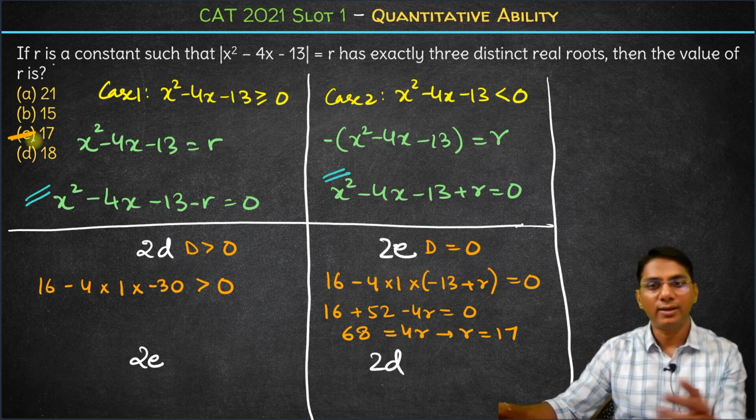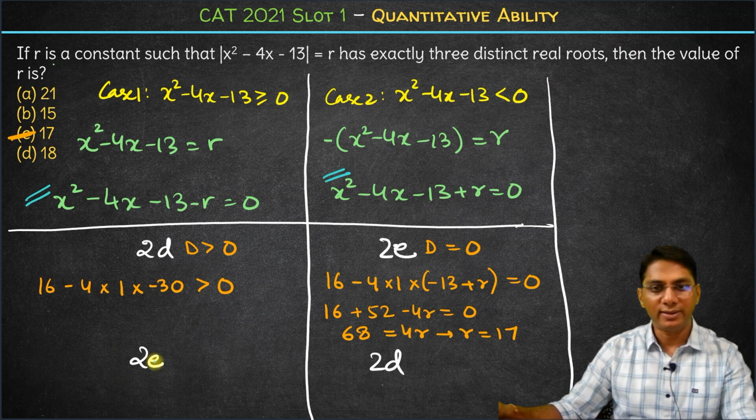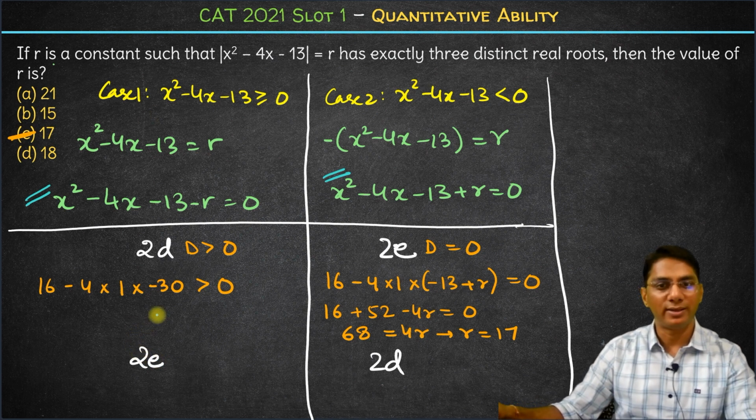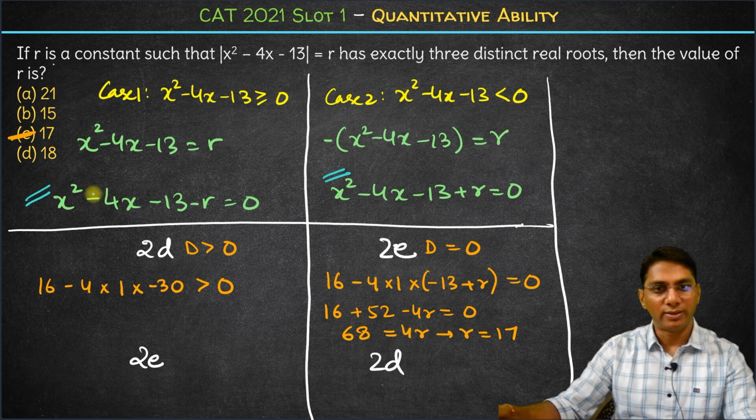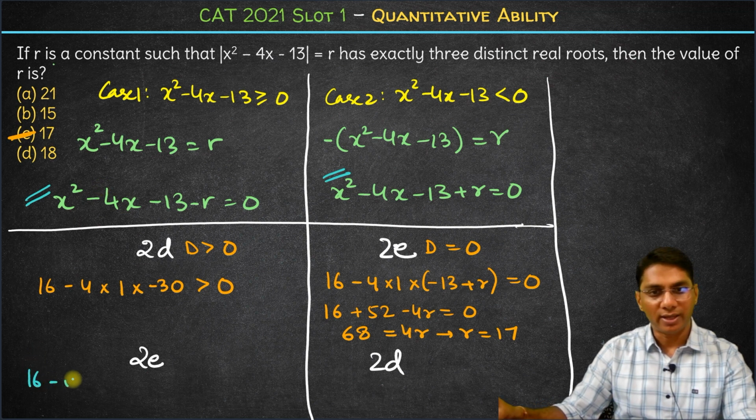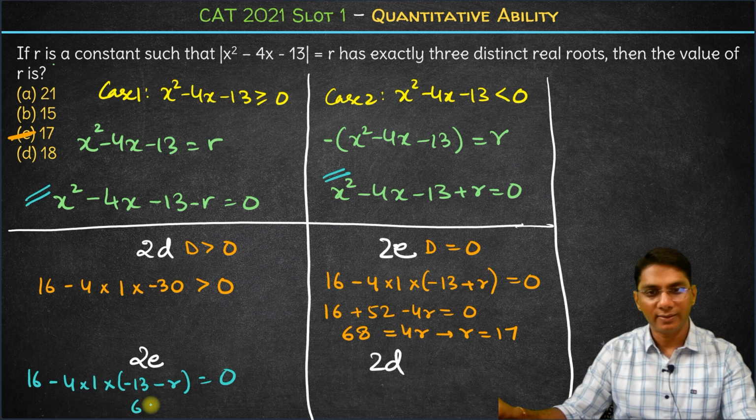But if you do want to check, what if this is the case, where this quadratic has equal roots? Then the discriminant of this quadratic should be 0. The discriminant of this quadratic is 16 minus 4 into a into c, where c here is minus 13 minus r, which is 0. So this will give us minus 16 plus 52, which is again 68, and then we'll have a plus r here. Plus r goes to the right side and becomes minus 4r. So 68 is equal to minus 4r, hence r is equal to minus 17.